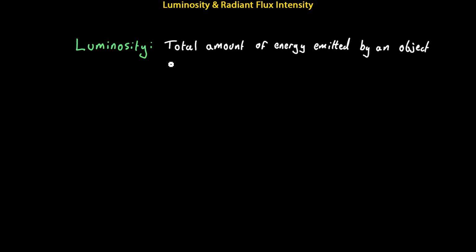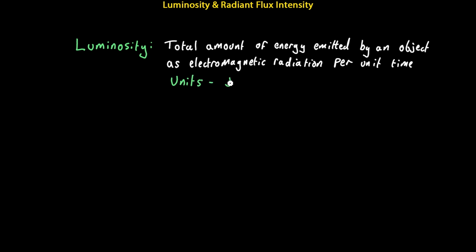One of the many things you'll need to learn in physics and astronomy is the term luminosity. We define luminosity as the total amount of energy emitted by an object as electromagnetic radiation per unit time. The SI units we use for this are joules per second, which is also the same units we use for power. So we can also say the units for luminosity are watts.